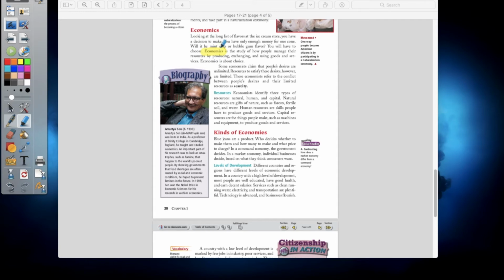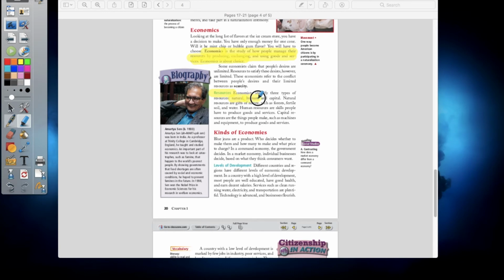What is economics? Economics is nothing more than the study of how people manage their resources by producing, exchanging, and using goods and services. Economics, when it comes down to it, is all about choices, all right? When you're talking about economics, things that you're looking at, for example, are resources. That's probably the biggest portion that makes up economics, all right? Now, what do we mean by resources? These resources could be natural resources like fuel, animals that you harvest, farmland, that kind of thing.